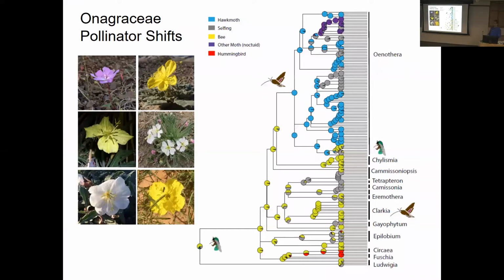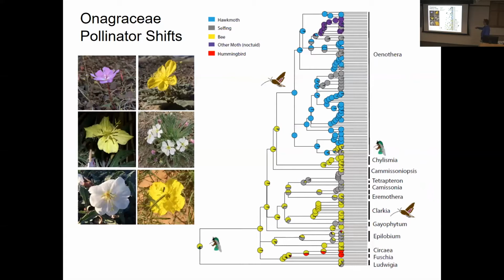So here's the family Onagraceae. I'm sorry for the lack of confidence values, but this is a cartoon, just to show you that the ancestral condition for the whole group is almost certainly bee pollination, with 1 or 2 transitions to hummingbird pollination. These are not indicative of species richness. Fuchsia is a huge genus. Epilobium is a huge genus. Just focusing on Oenothera here.